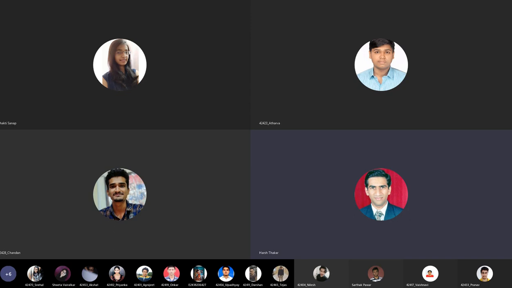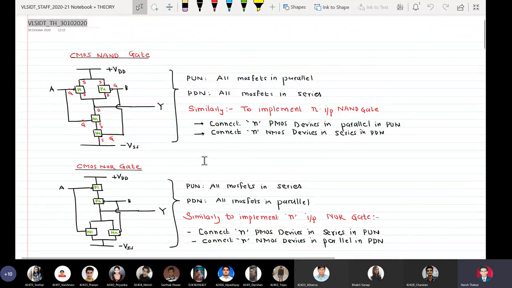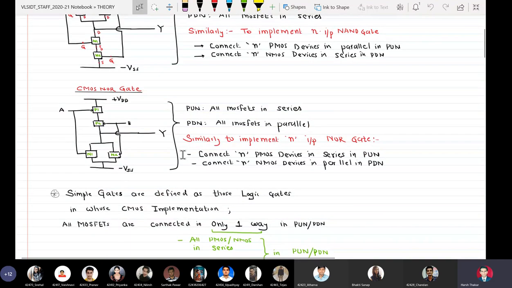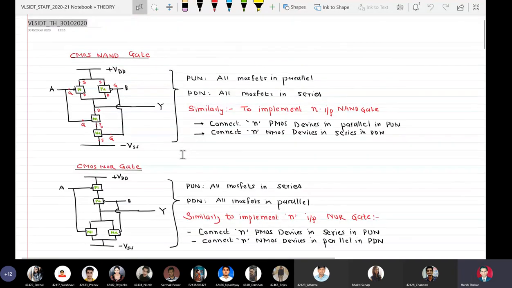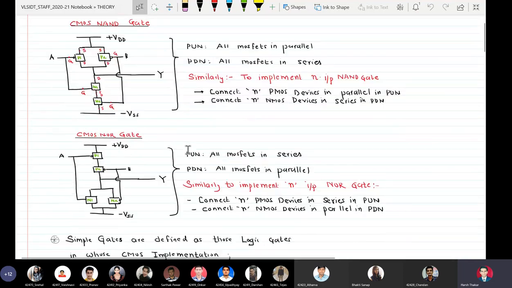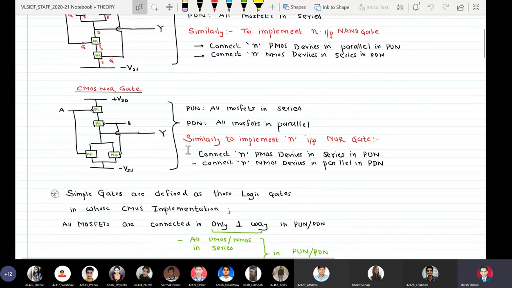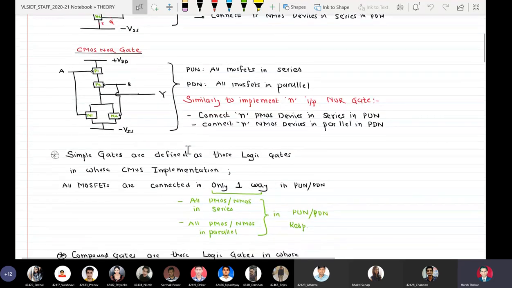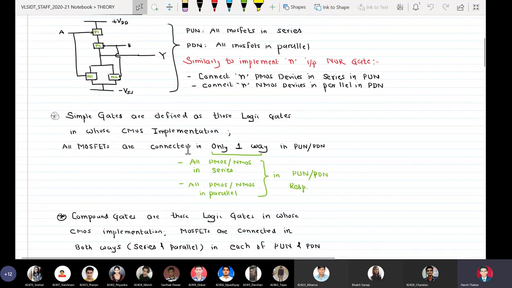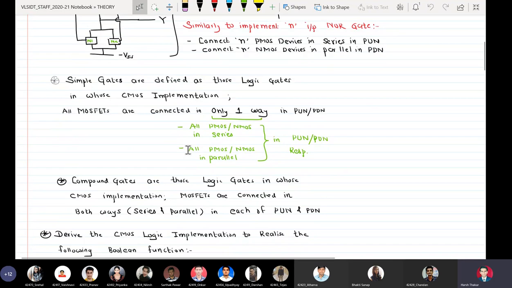So in the last session on Friday, we had mentioned how to draw the schematics for n-input NAND gate and n-input NOR gate by telling that if we simply connect n PMOSes in parallel and n NMOSes in series, it will become an n-input NAND gate. Similarly, if we connect n PMOSes in series and n NMOSes in parallel, it becomes a CMOS NOR gate. Then we defined what are simple gates and what are compound gates.